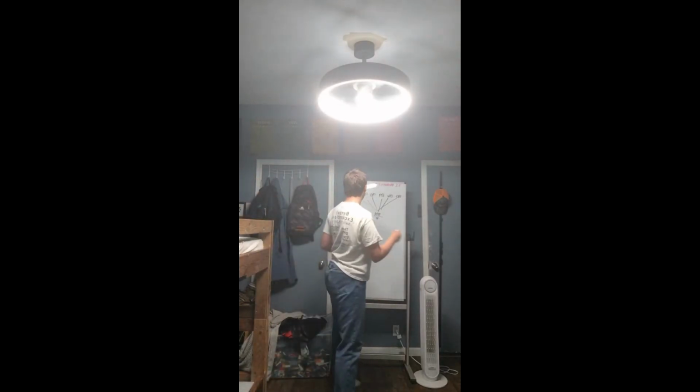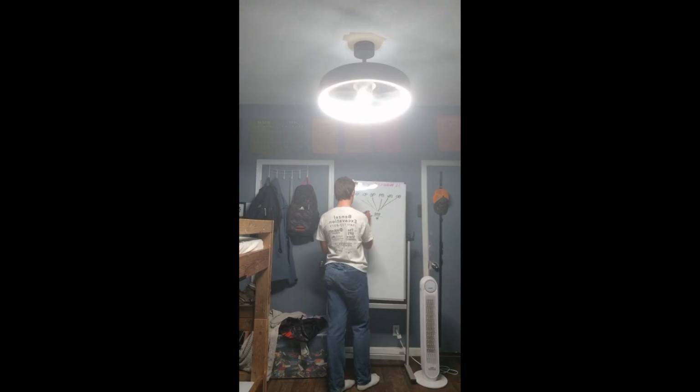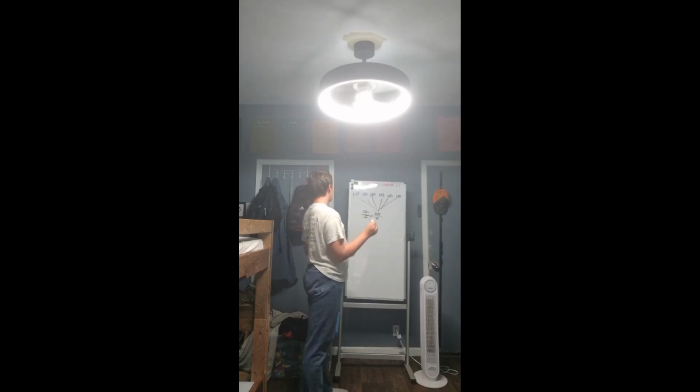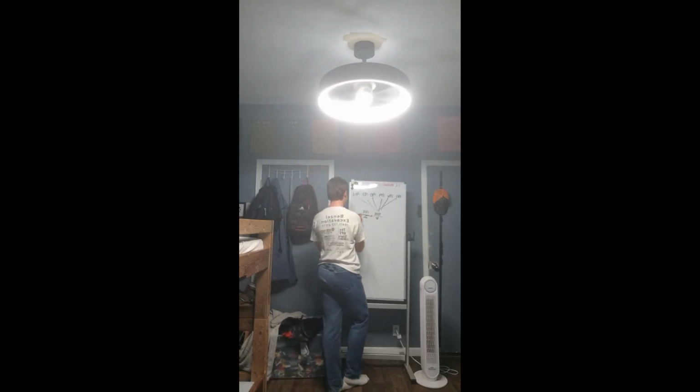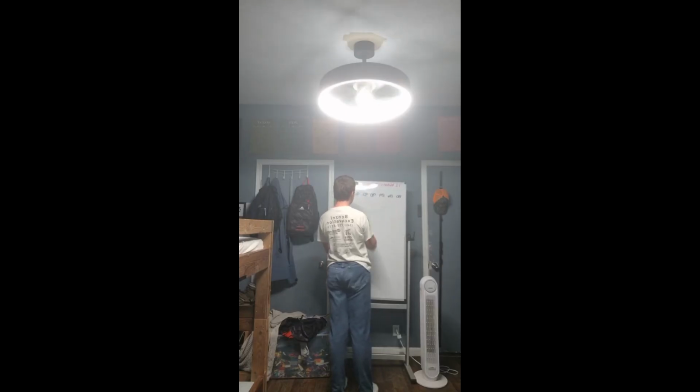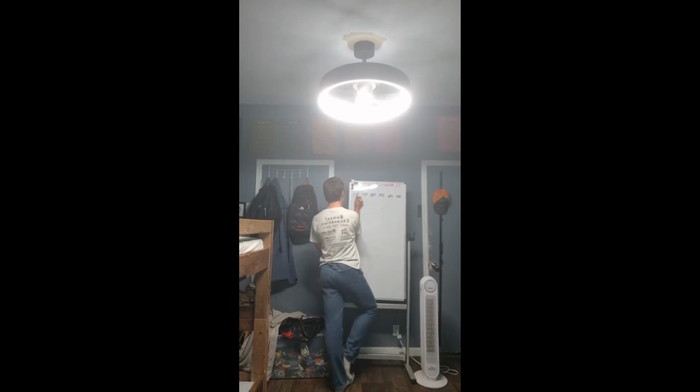531 divided by 6, we get 177 over 2. 177 divided by 2. Okay, so we have 88 and a half. Which is the mean. The mean is 88 and a half. So the mean is the average. The average is 88 and a half.